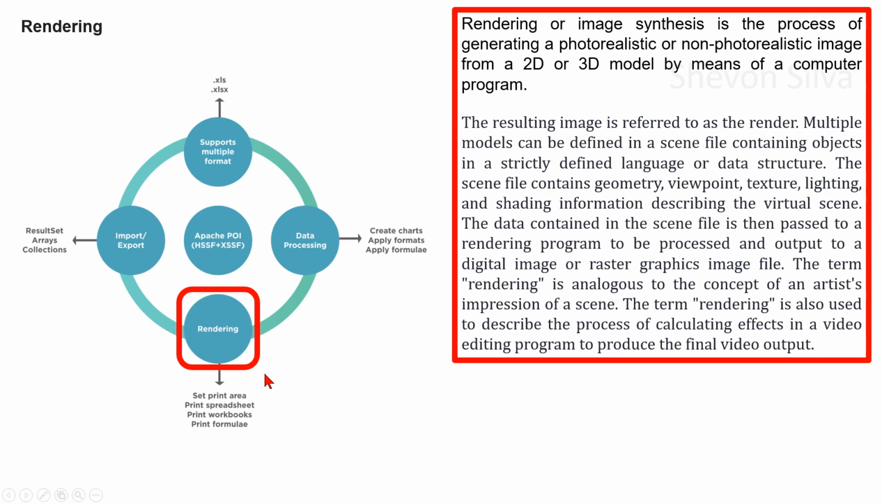The data contained in the scene file is then passed to a rendering program to be processed and output to a digital image or raster graphics image file. The term rendering is analogous to the concept of an artist's impression of a scene. The term rendering is also used to describe the process of calculating effects in a video editing program to produce final video output.